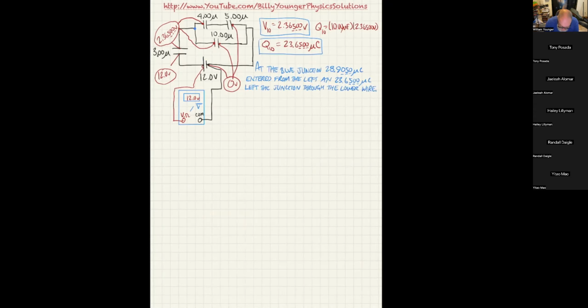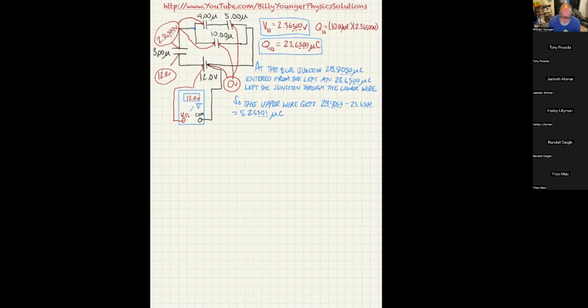Okay, that means the upper wire gets 28.9, 0.905, dang it, 50 minus 23.6500 equals 5.255. That's 5.25501 microcoulombs.